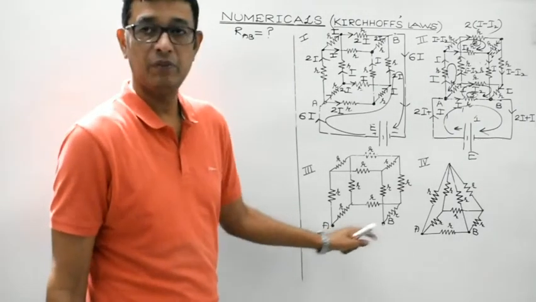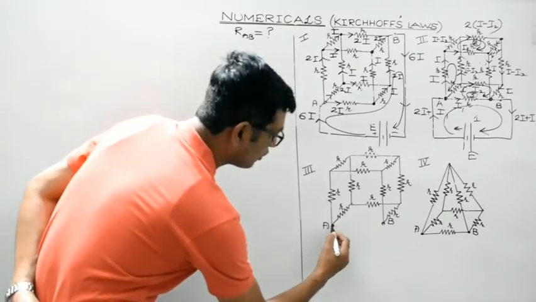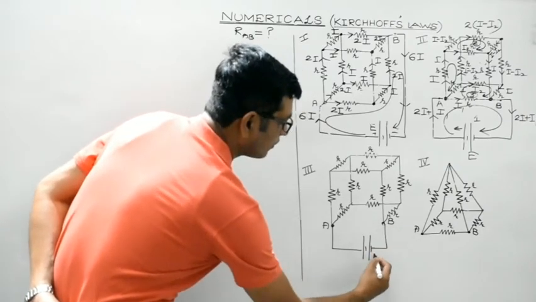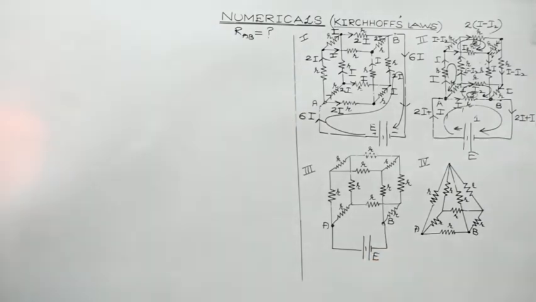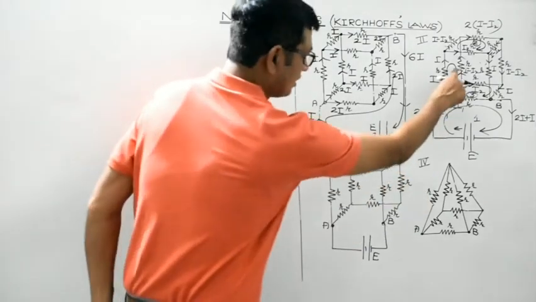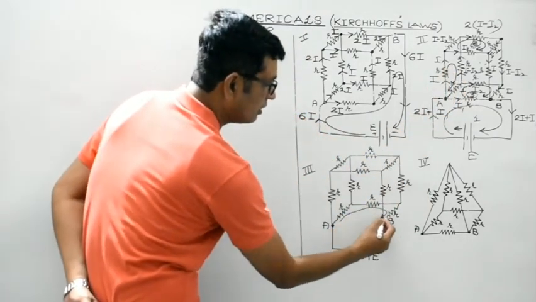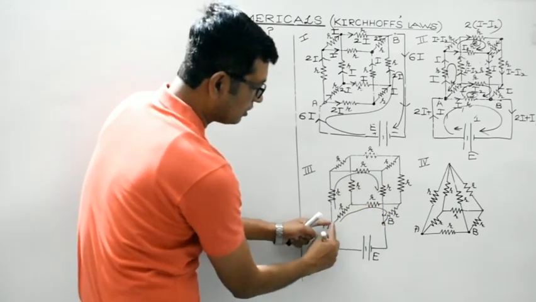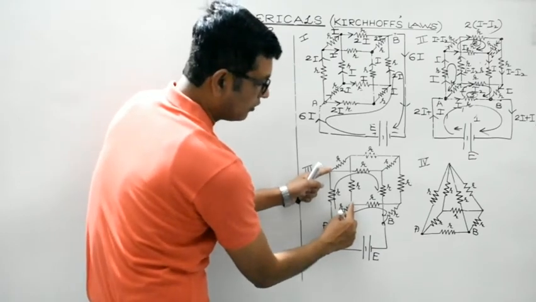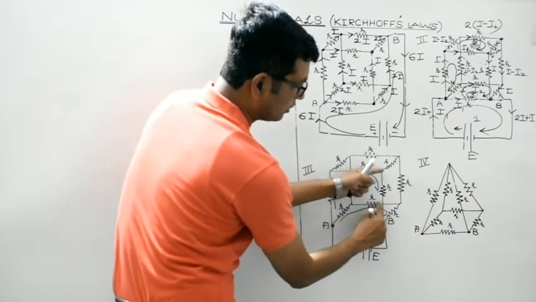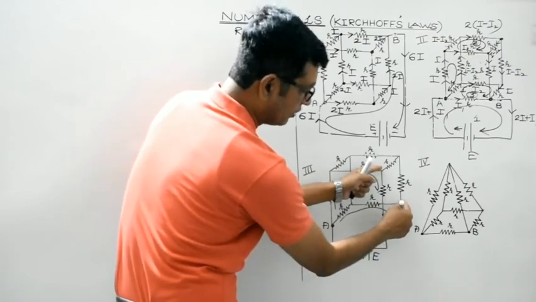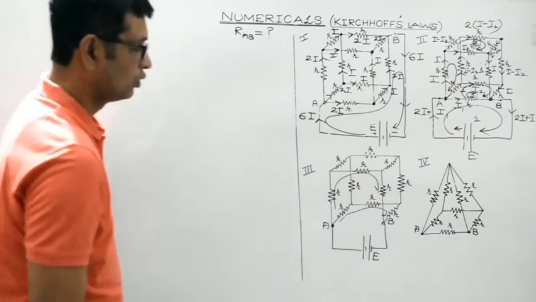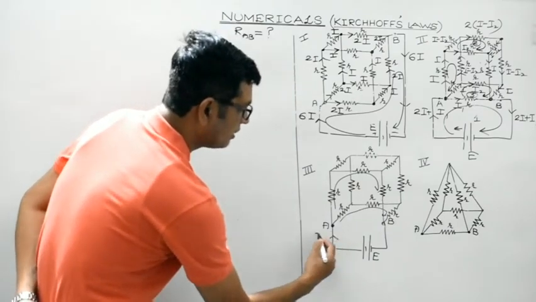Between the points A and B, right? So we will connect a source between these 2 points. This is a source, suppose of EMF E. Let's distribute the current as was done in this case. This circuit and this one are identical. Whatever current is flowing through this branch, the same current will flow through this branch. Whatever current flows through this branch, the same current will flow through this branch. So these two are identical. And whatever current is flowing through this branch, the same current will flow through this branch. Isn't it, students? So let us consider the net current to be 2I.